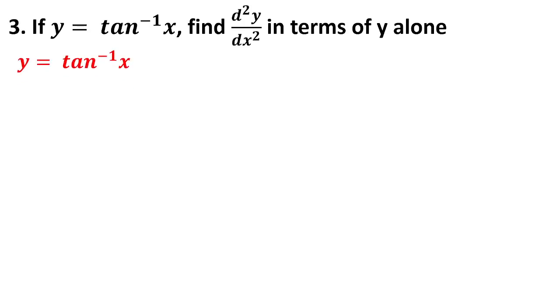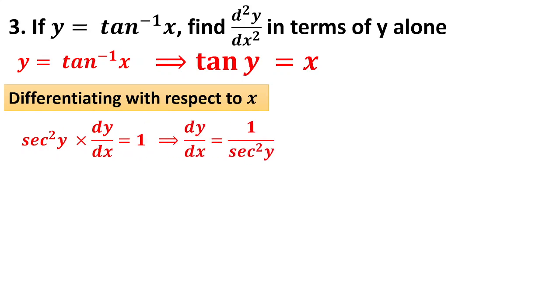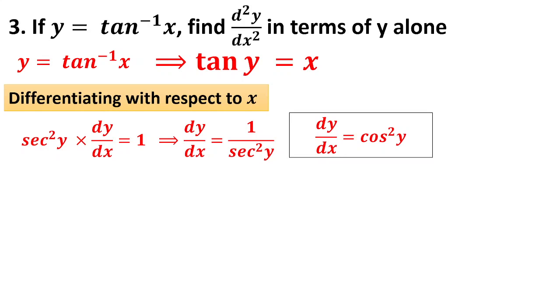Let us start: y is equal to tan inverse x. Now I know that tan y is x. Therefore I am differentiating now. Left hand side secant square y into dy by dx. Right hand side differentiation is 1. Therefore dy by dx is nothing but 1 upon secant square y. What is 1 by secant square y? It is cos square y.